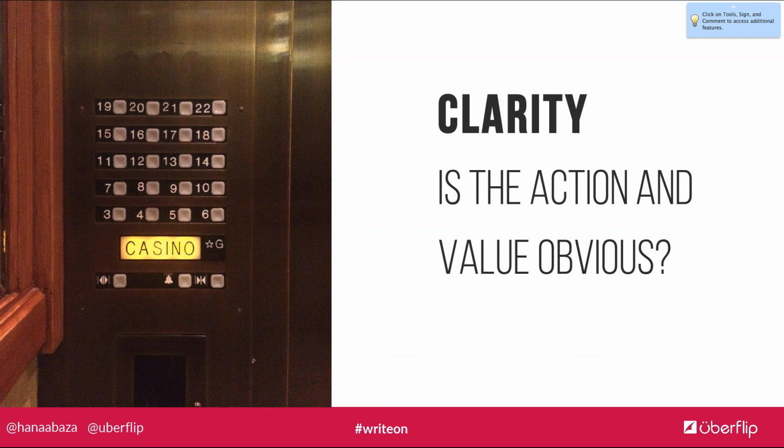And this couldn't be a more perfect example of clarity. I know exactly where they want me to go. I know exactly what button they want me to push, and I know what the value is when I'm going to get there. I'm going to get to go to the casino. Now, whether that's good or bad, that really depends, but you can see how obvious it is. They're really trying to drive me in a very specific direction here. It's not the ground floor, it's the casino. So this is a really good example of clarity when it comes to CTAs.